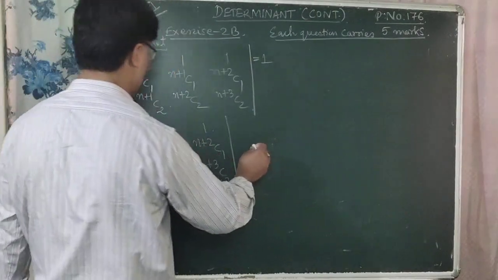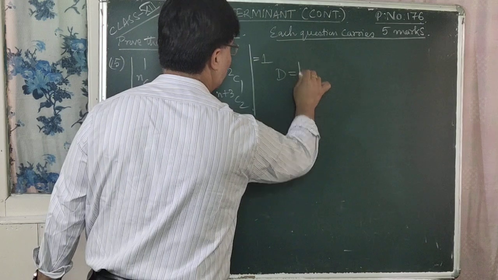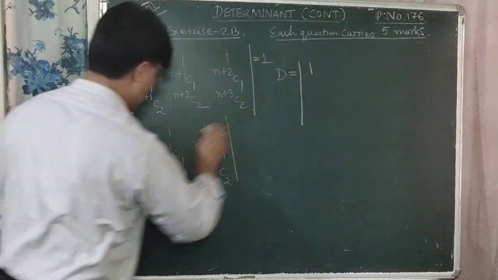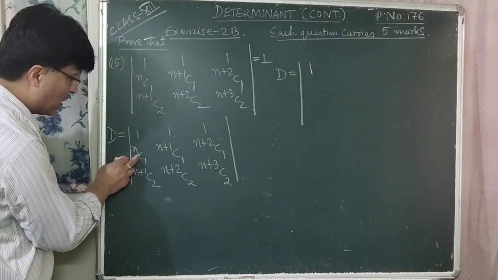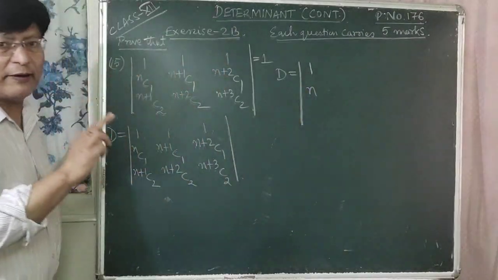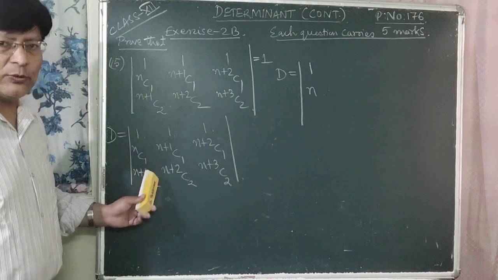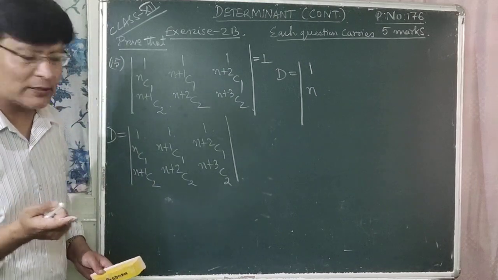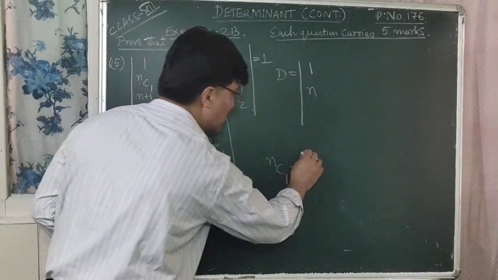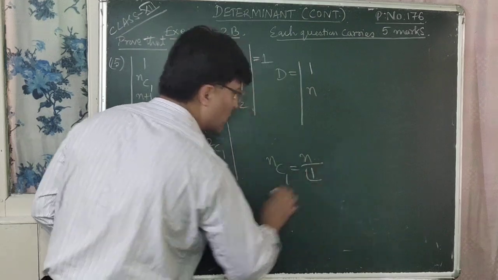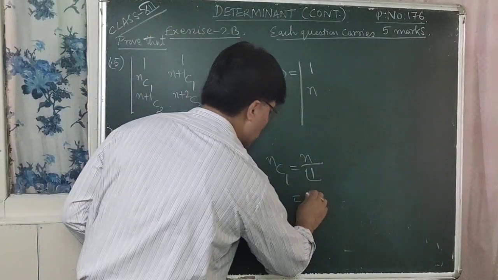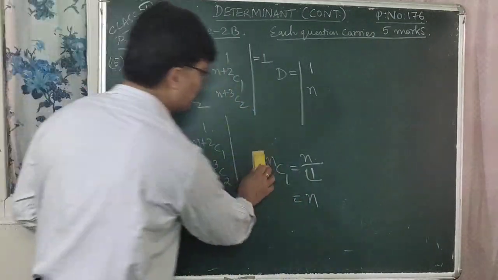So now D is equal to, now this is your left hand side. Let us write down the first column 1. What is NC1? Starting from n, how many factors should be there? Only one factor. That means n divided by factorial 1, isn't it? NC1 is equal to n, divided by factorial 1, which is 1. So n upon 1 is always n. So this is n, right?